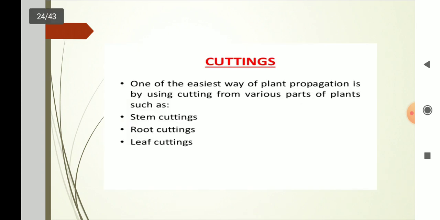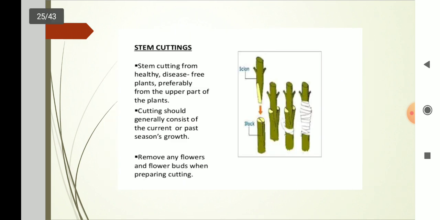The first technique we will see is cutting. One of the easiest ways of plant propagation is by using cuttings from various parts of the plant, such as stem cutting, root cutting, and leaf cutting. Stem cutting: take cuttings from healthy, disease-free plants, preferably from the upper part of the plant. Cutting should generally consist of the current or past season's growth. Remove any flowers and flower buds when preparing the cutting.